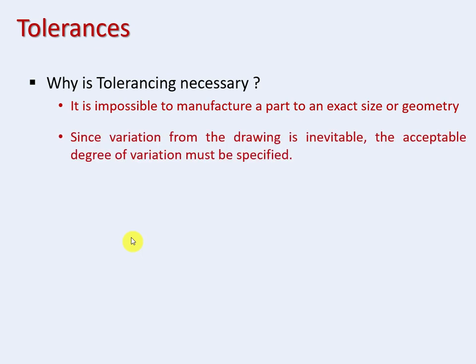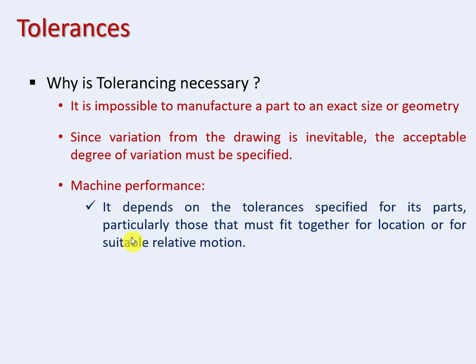Since variation from the drawing is inevitable, the acceptable degree of variation must be specified. Machine performance depends on the tolerance specified for its parts, particularly those that must fit together. When you have two parts and the two parts should fit together, you should take care about the dimensions of each part. So later, after manufacturing, you can easily assemble them together without any difficulty.